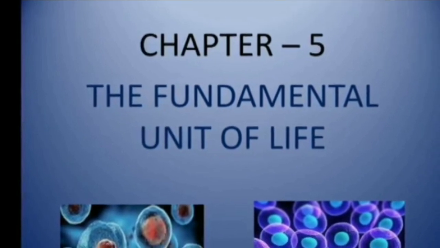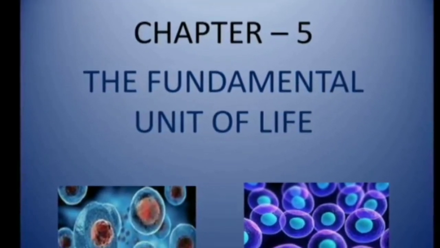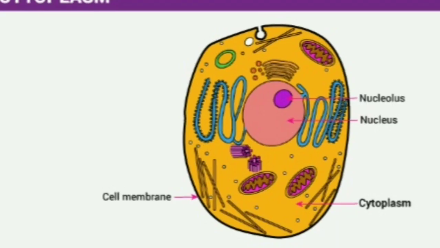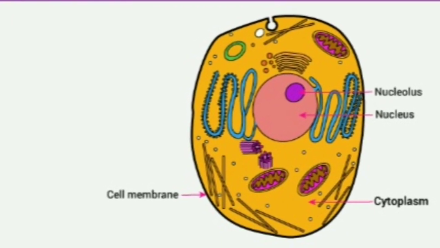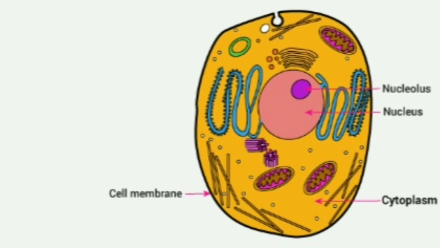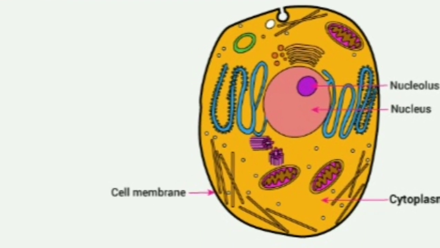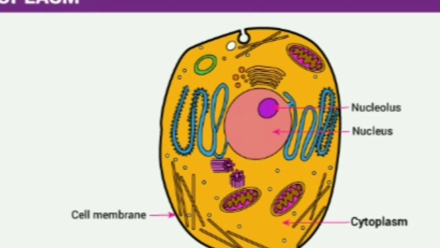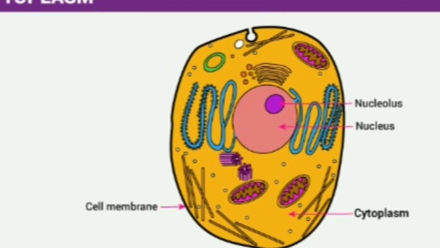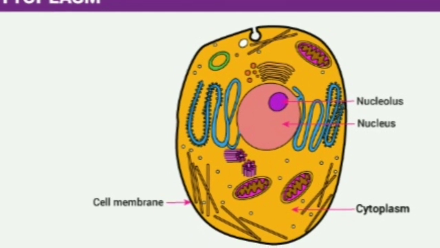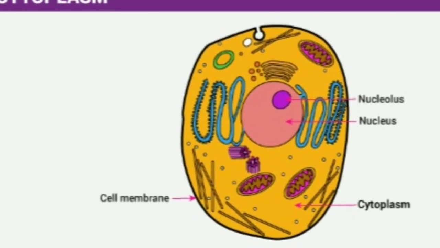Hello everyone. Today we are going to learn Class 9 Science Biology, Chapter 5, the Fundamental Unit of Life, Part 7. Today we are going to learn about the cytoplasm and cytoplasmic structures. Cytoplasmic structures are those structures which are found in cytoplasm, like endoplasmic reticulum, mitochondria, lysosomes, etc.